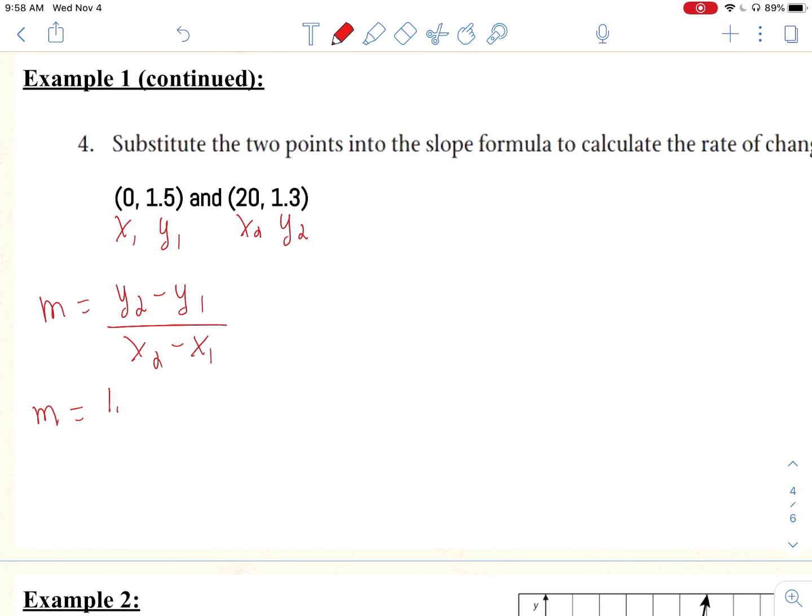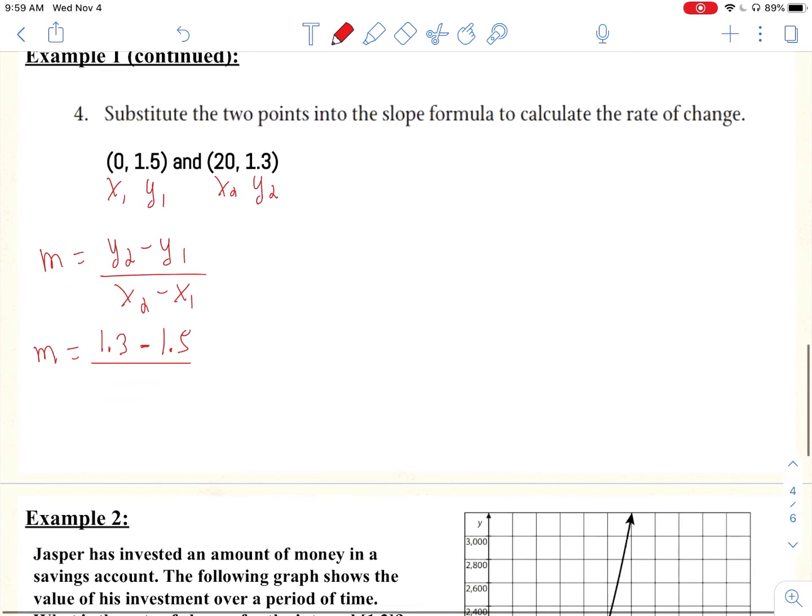We're going to go ahead and substitute our known values that we identified into our formula. So my y2 is going to be 1.3. We're going to take 1.3 minus our y1, which is 1.5, over our x2 minus x1, which is going to be 20 minus 0. My numerator, the top of that fraction, 1.3 minus 1.5, is going to give us negative 0.2. In my denominator, I'm going to take 20 minus 0, which is going to give me 20.